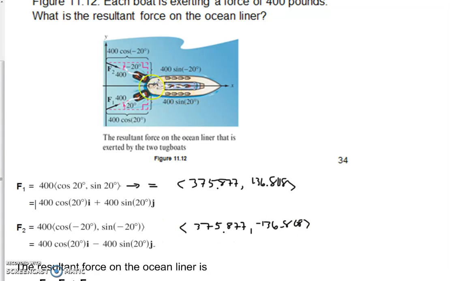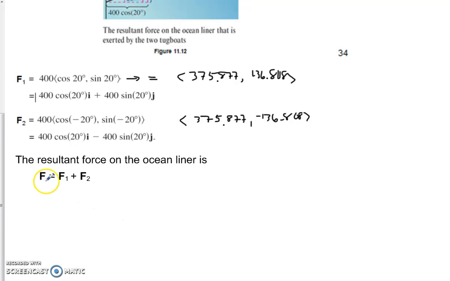Okay. The net result on this boat, of course, is the force from this tugboat plus the force of this tugboat. We're just adding them together. So F is equal to F1 plus F2, which is equal to, if I add those two together, I'm going to add both the x coordinates together, and my answer to that is 751.754. And the other one I can do in my head. That's pretty easy. That's simply 0.